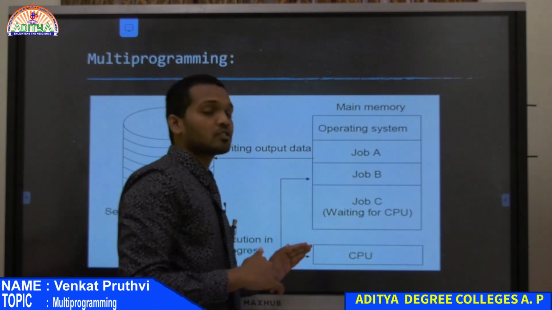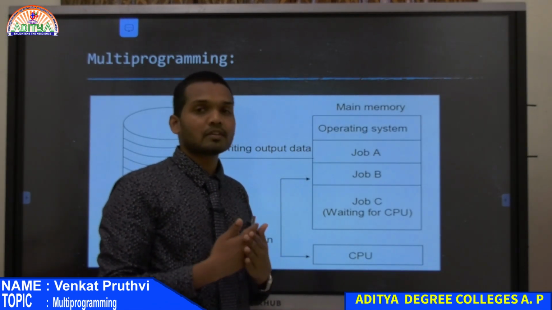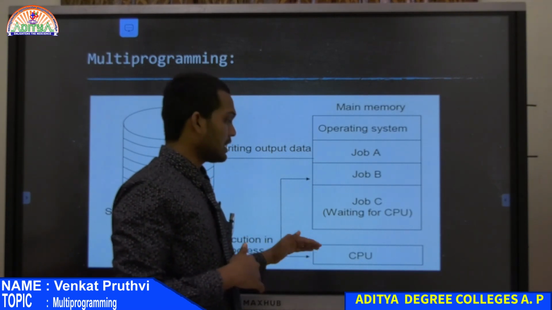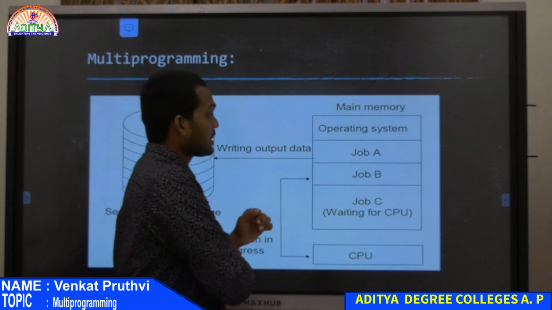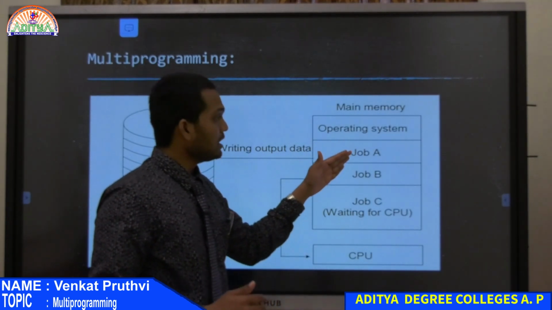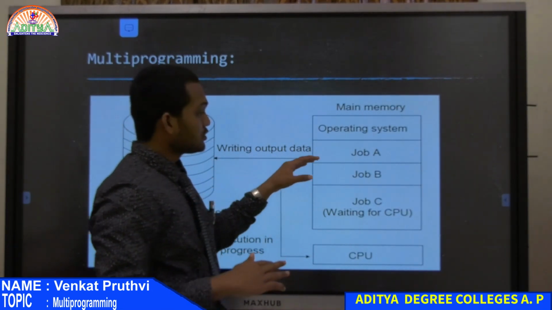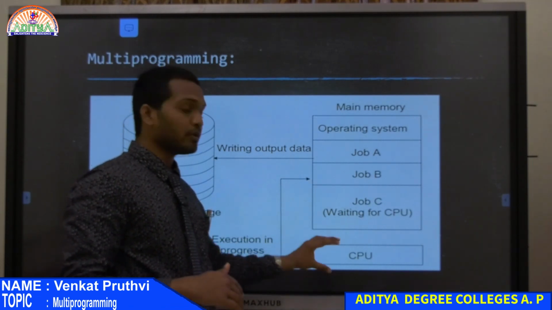Job B gets access to the CPU and it starts to open or reload a page that was already previously opened. When it is doing this task, the CPU is not idle. That is what you have to see. In the case of multi-programming, what happened? When job A was still going to fetch the existing file, there was no other job present in the main memory. That is the reason the CPU was idle.